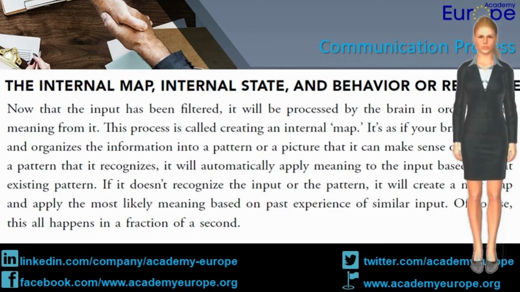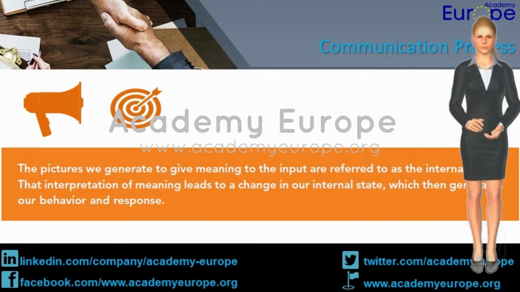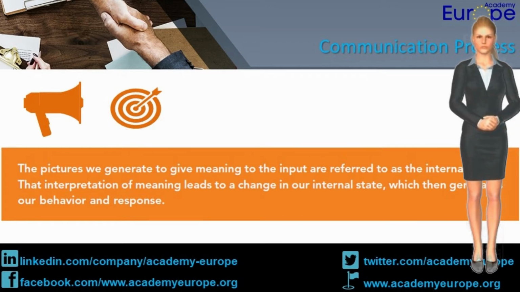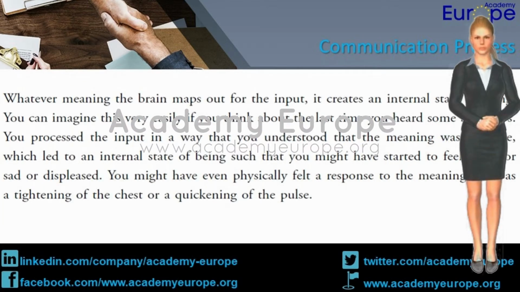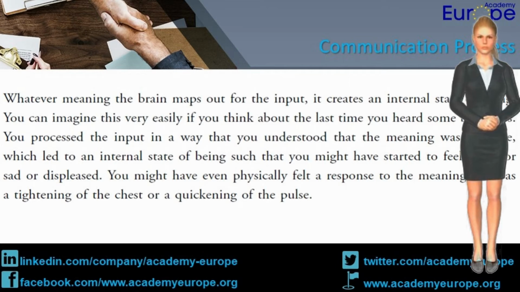Of course, this all happens in a fraction of a second. The pictures we generate to give meaning to the input are referred to as the internal map. That interpretation of meaning leads to a change in our internal state, which then generates our behavior and response. Whatever meaning the brain maps out for the input, it creates an internal state of being. You can imagine this very easily if you think about the last time you heard some bad news. You processed the input in a way that you understood that the meaning was negative, which led to an internal state of being such that you might have started to feel angry or sad or displeased.